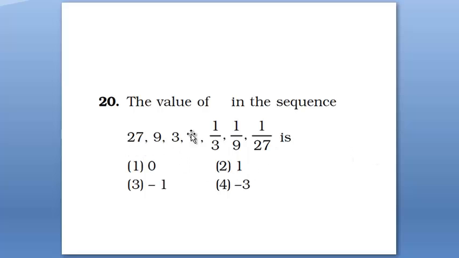27 divided by 3 gives you 9. 9 divided by 3 gives you 3. 3 divided by 3 gives you 1. 1 divided by 3 gives you 1 by 3. 1 by 3 divided by 3 gives you 1 by 9. So each successive term is obtained by dividing the previous term by 3. So the correct answer is option number 2. 1 is the correct answer.